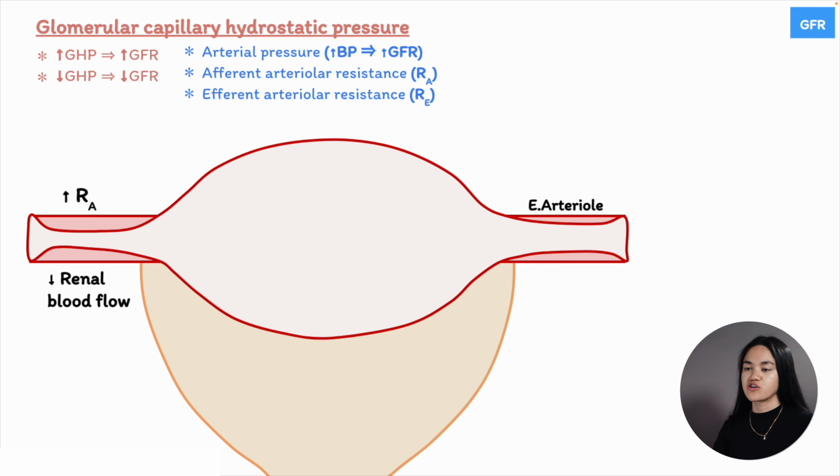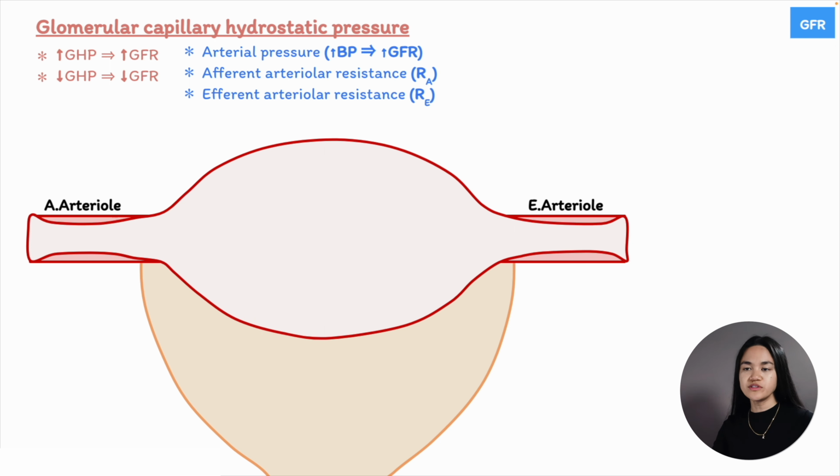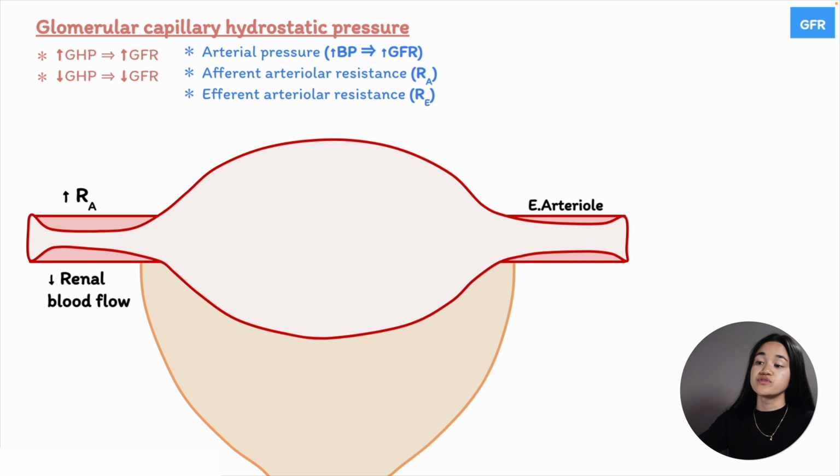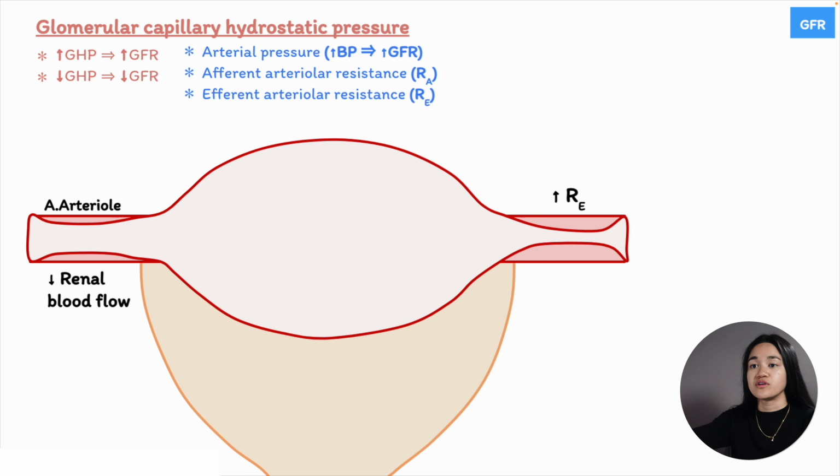Now, if we take a look at the constriction or dilation of afferent or efferent arterioles, if we constrict the afferent arteriole, this will decrease GHP and decrease the GFR. If we dilate the afferent arteriole, this will increase GHP and GFR. On the other hand, if we constrict the efferent arterioles, this will increase GHP because there would be resistance to outflow from the glomerular capillaries, but only if it doesn't reduce renal blood flow too much. And if we dilate the efferent arteriole, this will decrease GHP, thus decreasing GFR.